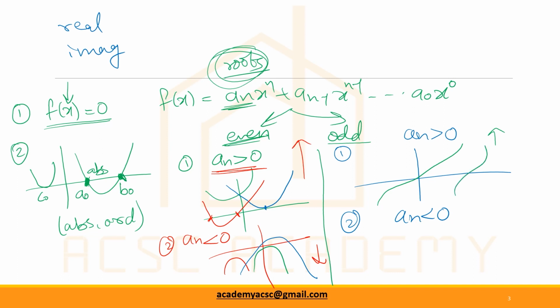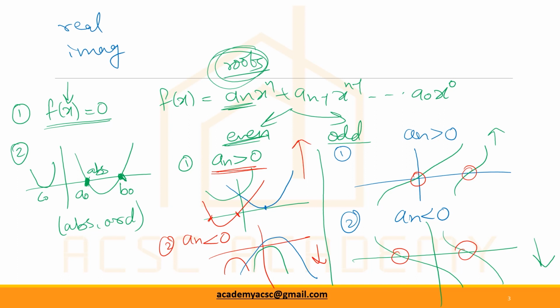But it will always start below the x-axis and end above the x-axis. Similarly, if this an was negative, then that would start from above the x-axis and end below the x-axis. Now what does this imply? One thing we can notice in all of these four graphs is that all of them are intersecting the x-axis. This simply implies that all the odd degree polynomials have at least one root. They can have many, but one for sure.